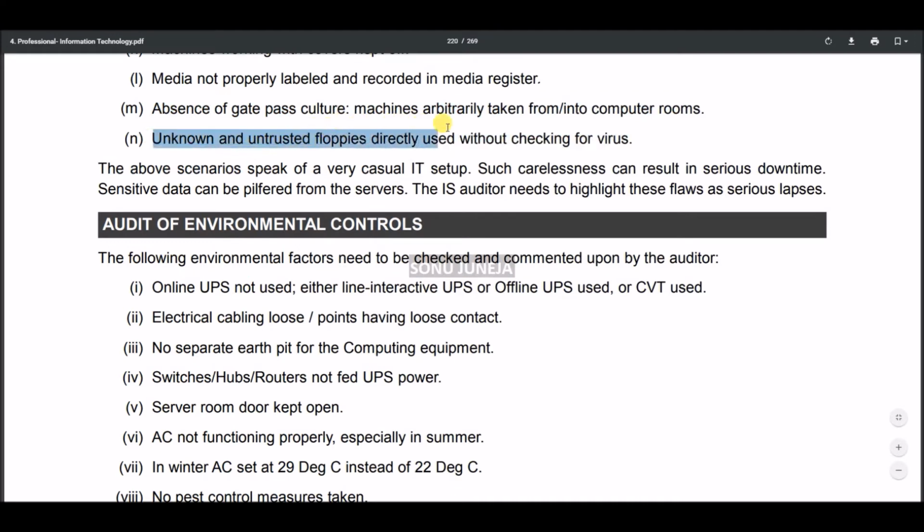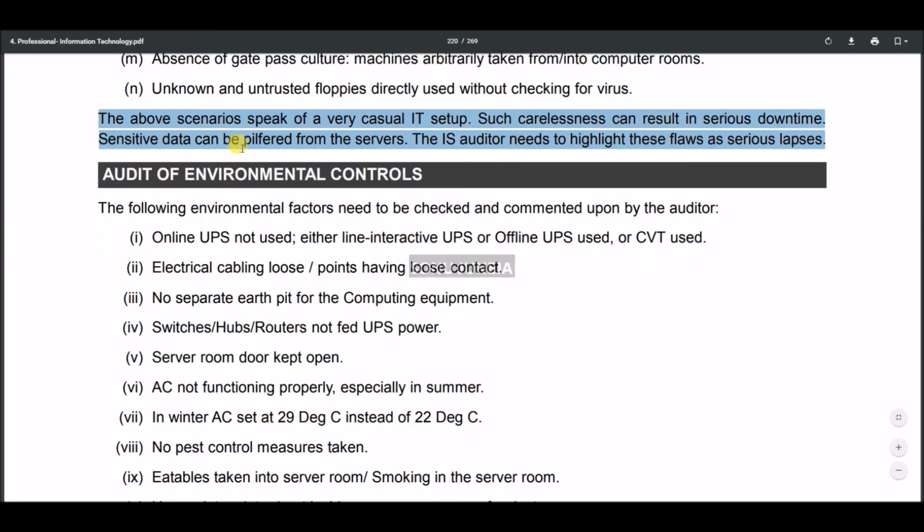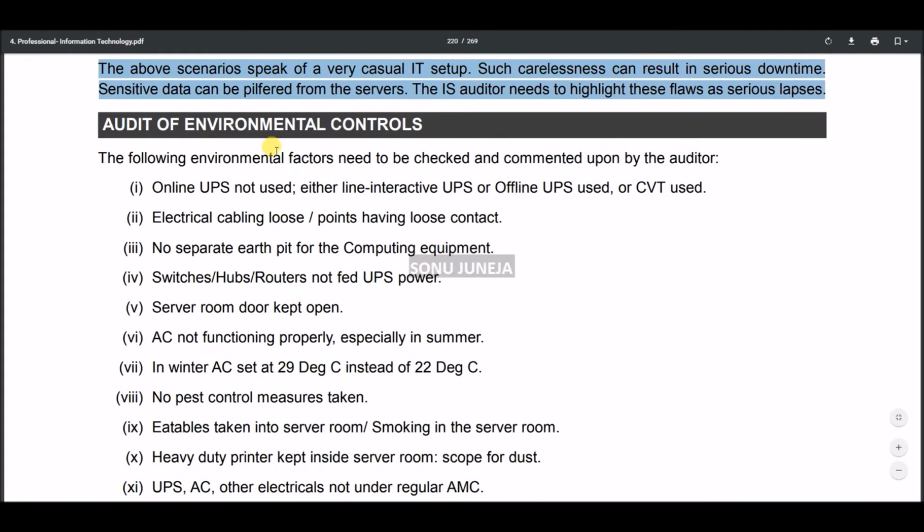Unknown and untrusted floppy directly used without checking for viruses. The above scenarios speak of the very casual IT setup. Such carelessness can result in serious downtime. Sensitive data can be pilfered from the servers, and the IS auditor needs to highlight these flaws. Serious lapse. Environmental control के aspects में देखते हैं.